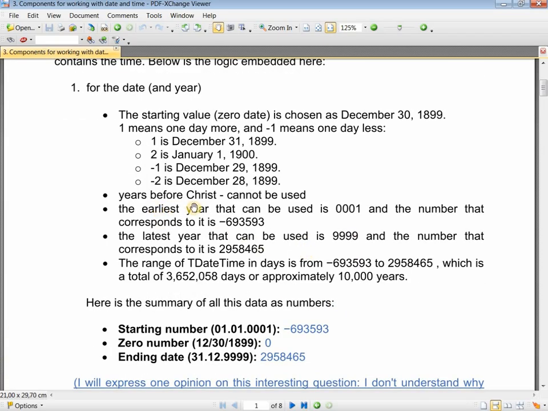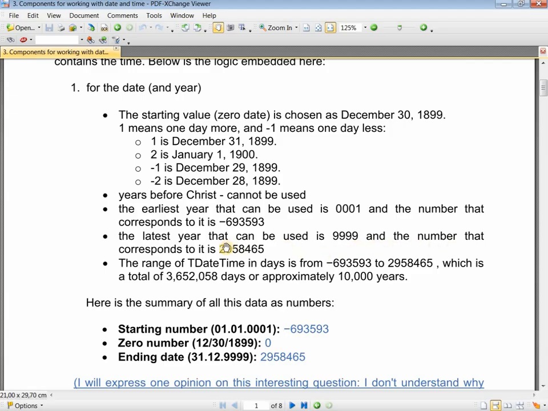And the years before the birth of Christ cannot be used. The earliest year that can be used, the first year is 0001, and this is the number that corresponds to it, so the first year, so to speak, is -693,593. And the latest year that can be used is 9,999, and the number that corresponds to it is the following.